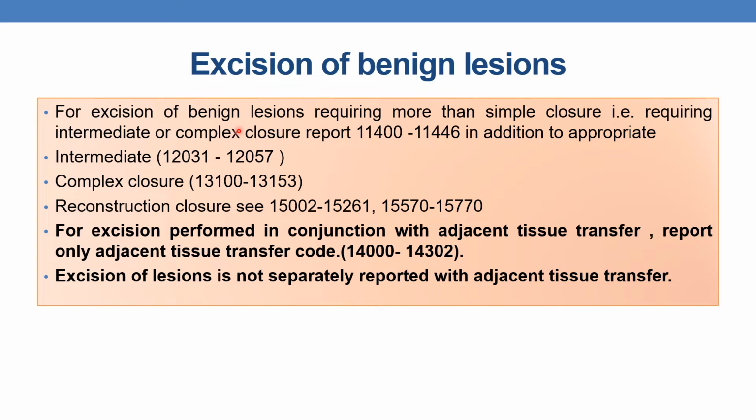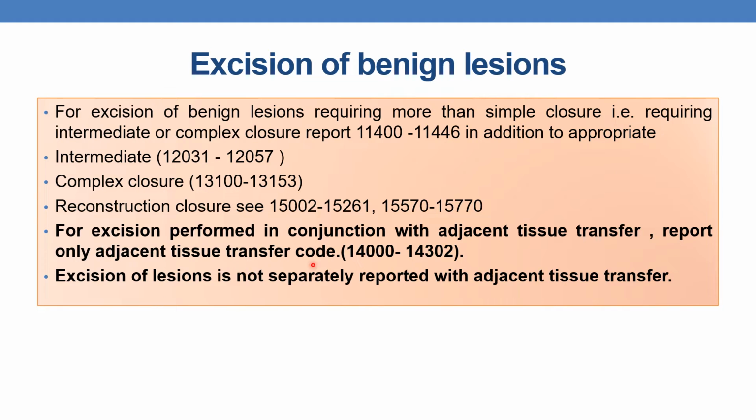For excision of benign lesions requiring more than simple closure, that is, if they require intermediate or complex closure, report 11400 to 11446 in addition to the appropriate intermediate or complex closure CPTs. Reconstruction closure can be seen in the code range of 15002 to 15261 and another code range is 15570 to 15770.